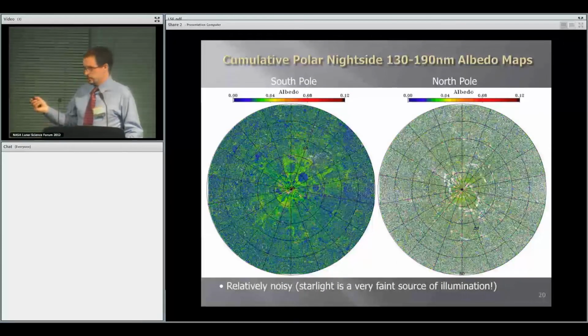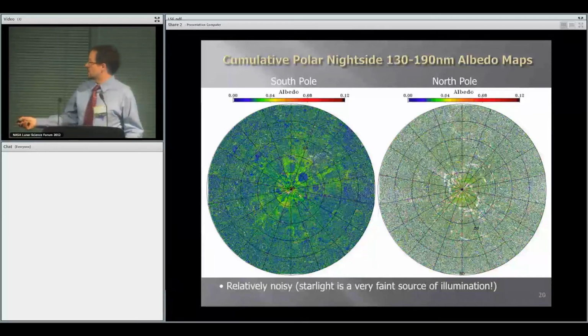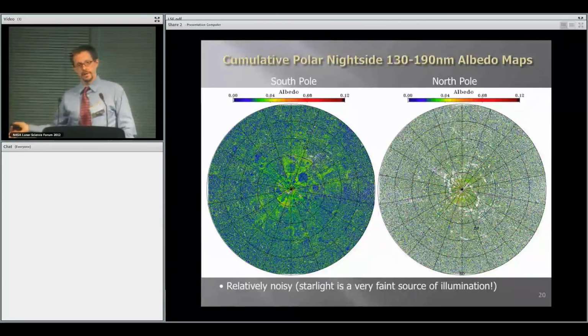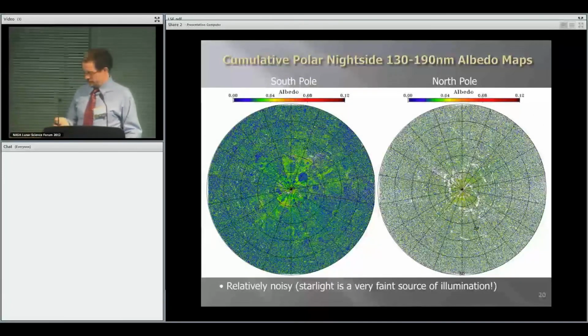At longer wavelengths illuminated by starlight, we also see darkenings in the permanently shaded regions here, here, and here. And there are some brighter regions outside of there. But you can tell right away that the starlight illuminated data is noisier, and especially so at the North Pole. It looks gray and white here because there's missing data that wasn't good enough signal to noise quality to plot. So we're really just going to focus on the South Pole for today when we discuss these permanently shaded regions. Next slide, please.